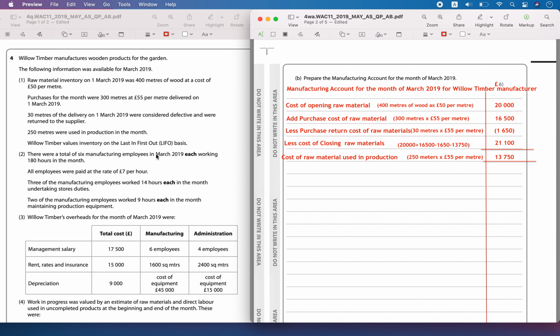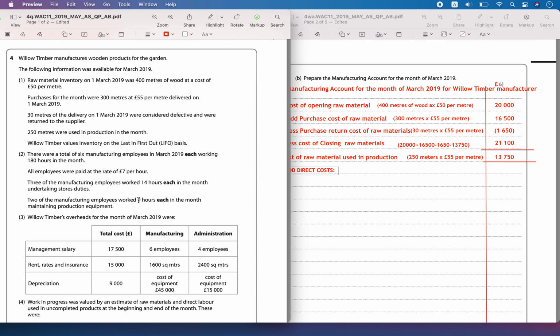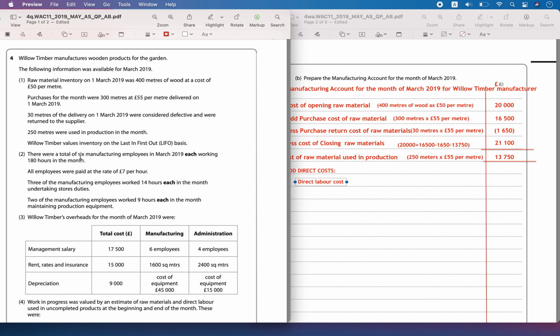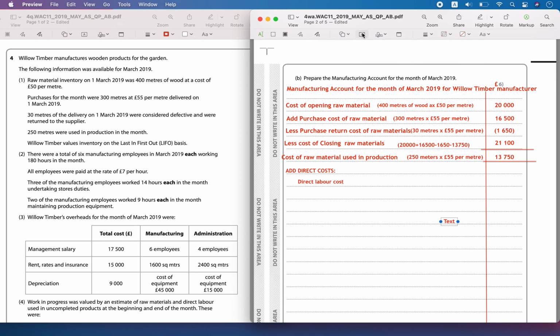There were a total of 6 manufacturing employees in March 2019, each working 180 hours in the month. All employees were paid at the rate of £7 per hour. So let's add the direct cost. What are the direct costs? First one is the employee labor cost, the employee cost. So that is direct labor cost.